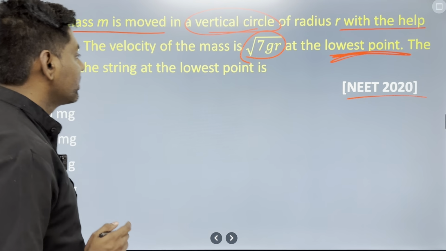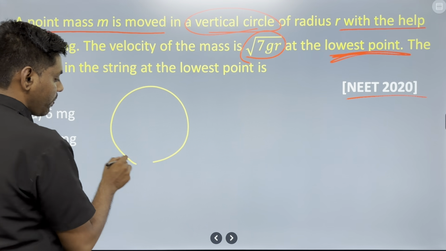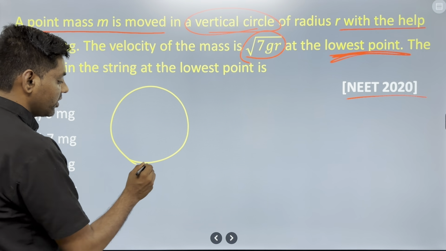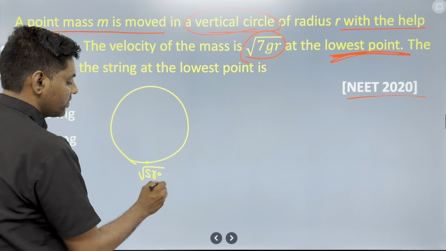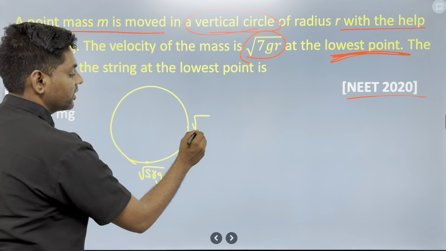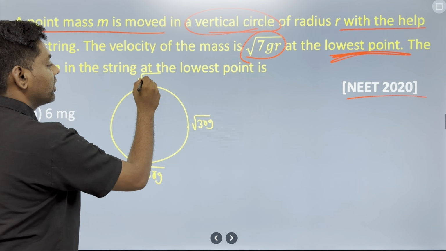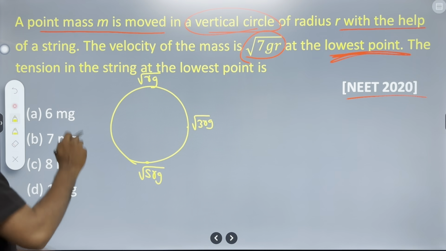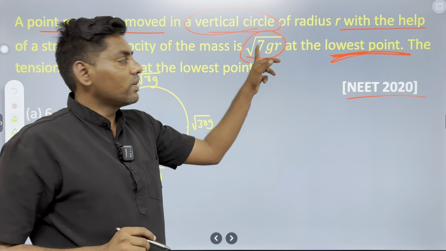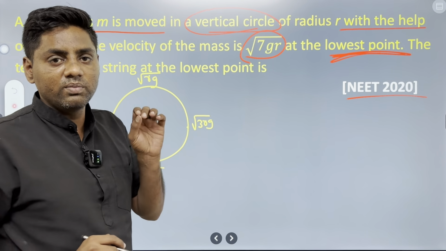So now we solve. We draw the diagram, very simple. We know what the velocity at the lowest point should be: that is under root of 5rg. At horizontal, how much should it be? That is under root of 3rg. And at the top point, how much should it be? That is under root of rg. What did they ask in the question? The velocity of the mass is under root of 7gr, definitely greater than under root of 5gr. That means it will perform a vertical circle.